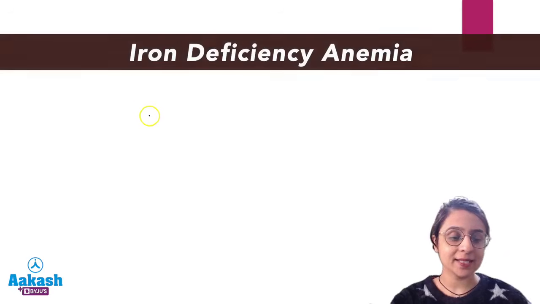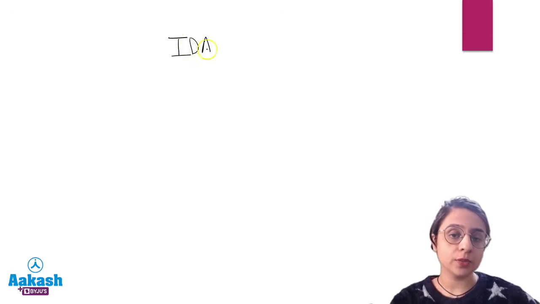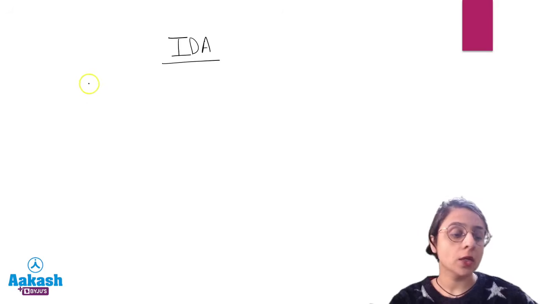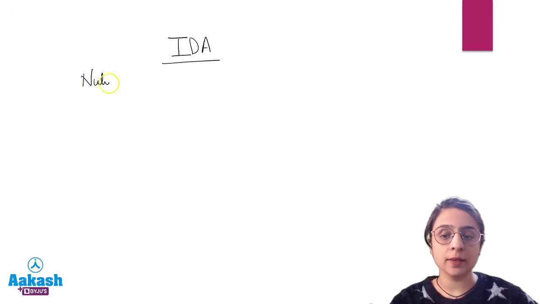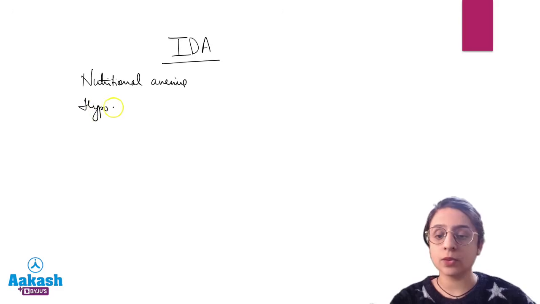Hi students, let's discuss all important aspects of iron deficiency anemia today. Now, what are all the important points you need to remember under iron deficiency anemia? Number one, this is a cause of nutritional anemia, right? Nutritional anemia due to deficiency of iron. Next, it is the most common cause of hypoproliferative anemia characterized by low reticulocyte index.